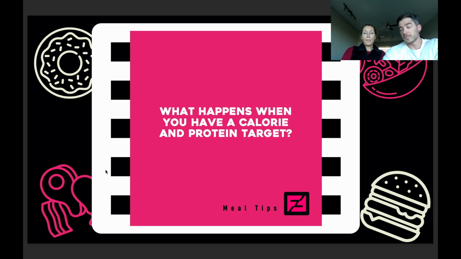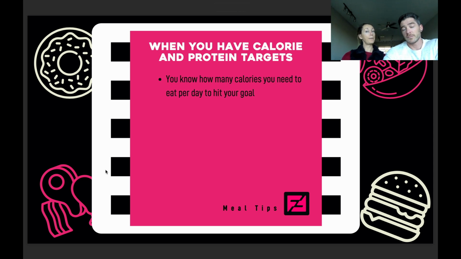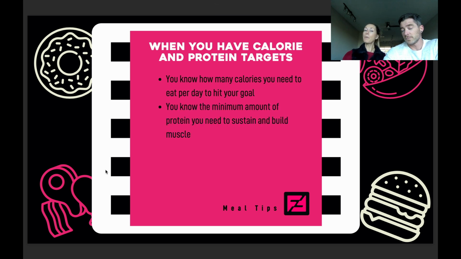So what happens when you have a calorie and a protein target? Well, you know how many calories you need to eat per day to hit your goal. You know the minimum amount of protein you need to sustain and build muscle. What now? Like she said in the other video, learning about hitting calories is step one. Leveling up, having a protein minimum helps make sure you're sustaining muscle mass or strength. That way, moving forward, it doesn't become harder and harder to continue to lose weight or burn fat. So this is the next step in that pyramid, that nutritional hierarchy that you watched.